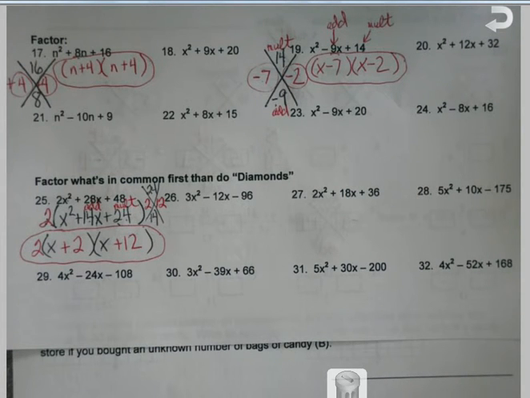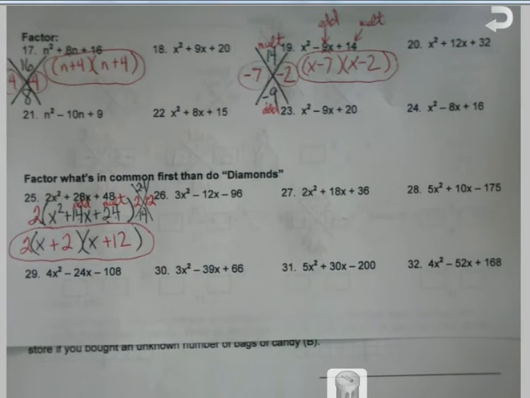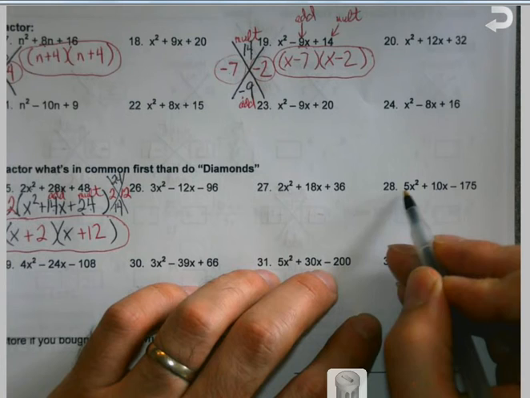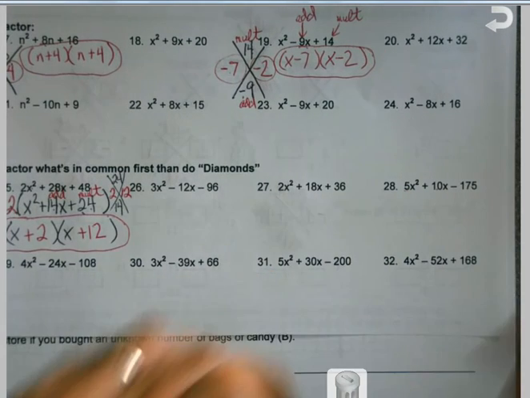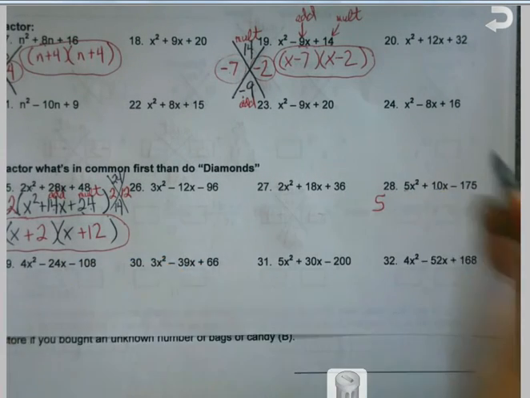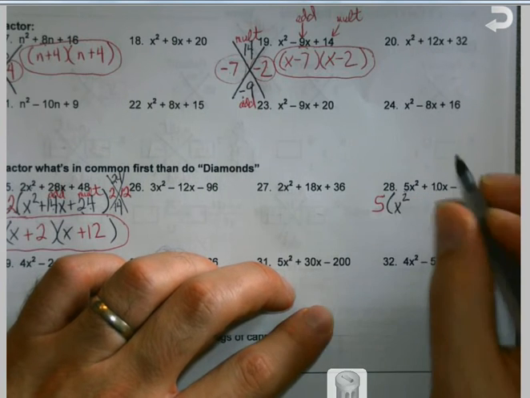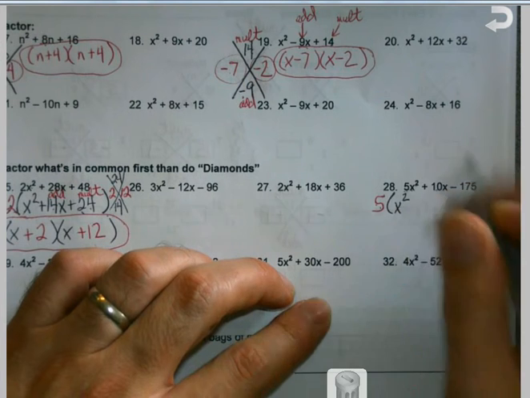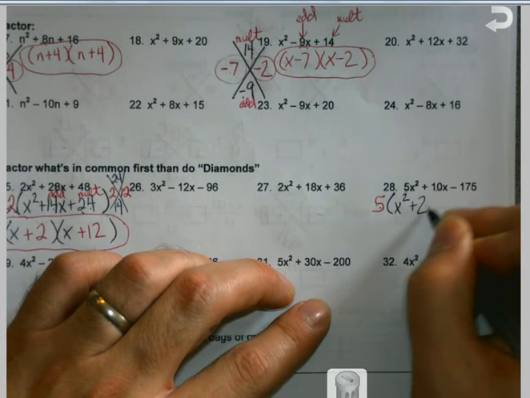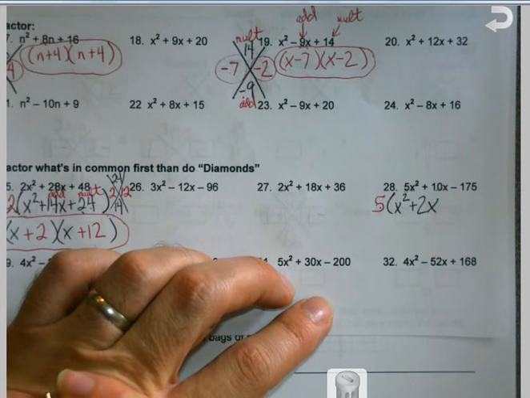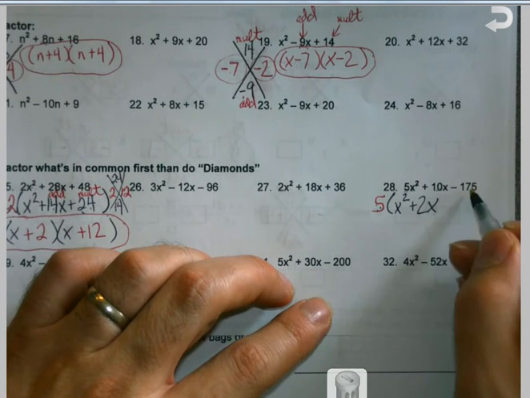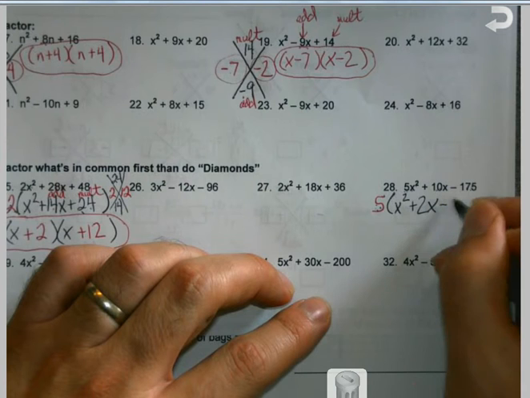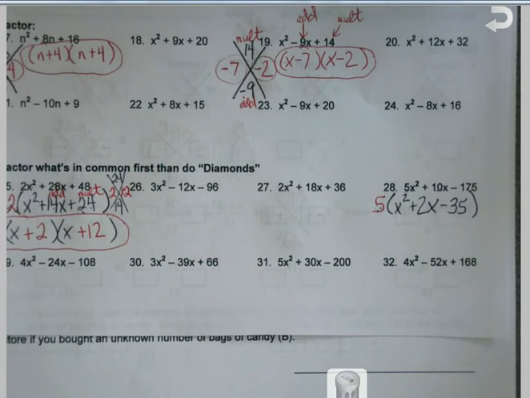Okay. Let's do 28 because we'll get some more room down here. All right. So each of these I notice, and typically with these it'll be the first number. If I take a 5 out, again, it's basically I'm saying 5 times what gets me the first term, x squared. 5 times what gets me 10x? 2x. And then 5 times what gets me 175. If you're not sure, just do 175 divided by 5, which is 35.